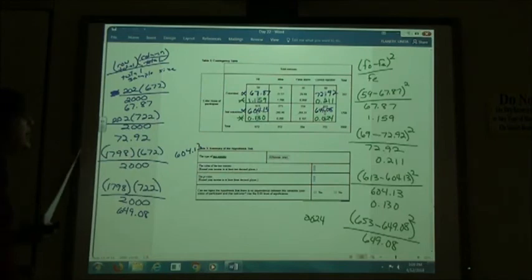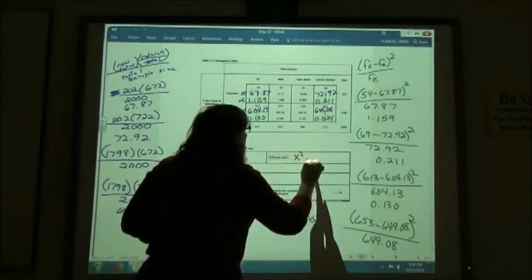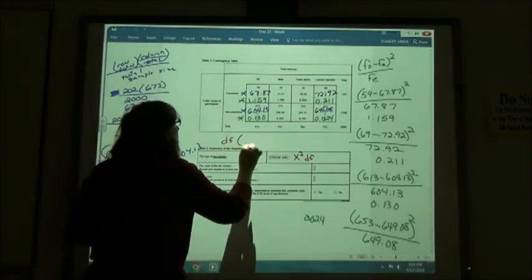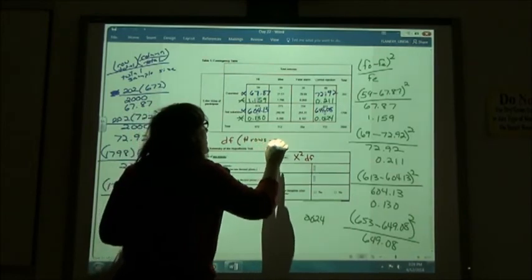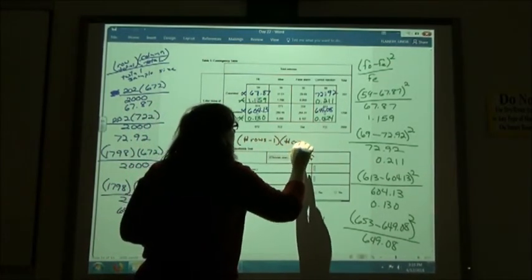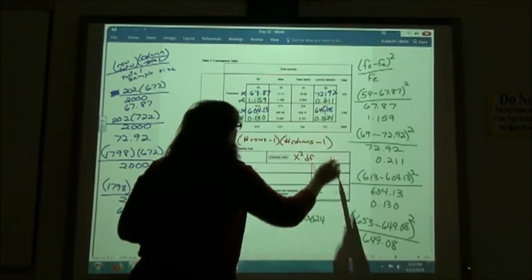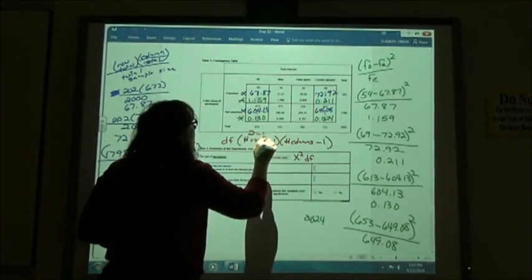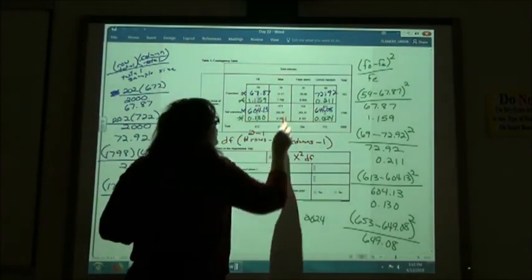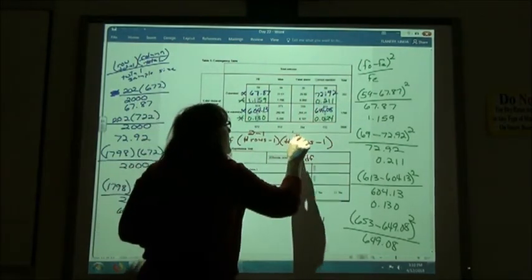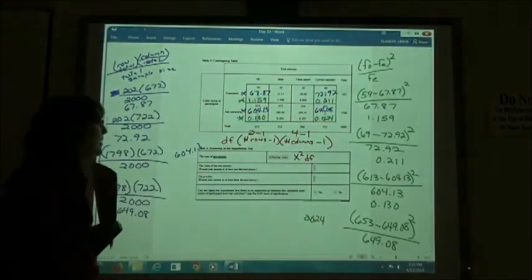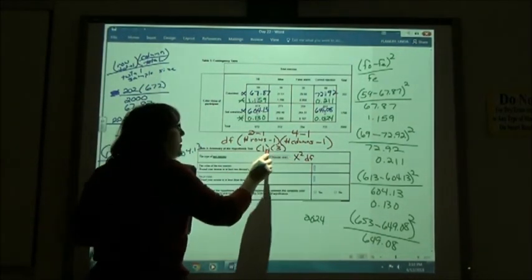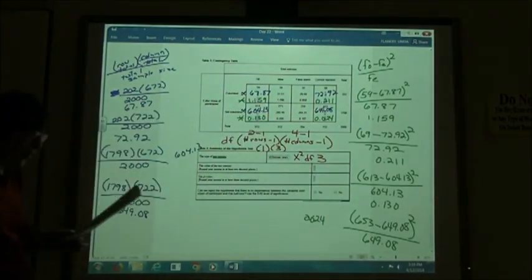Second table. Type of test statistic, we now know it's chi-squared. Our degrees of freedom: the number of rows minus 1 times the number of columns minus 1. We have 2 rows, so 2 minus 1. We have 1, 2, 3, 4 columns, so 4 minus 1. 2 minus 1 is 1, 4 minus 1 is 3, and 1 times 3 gives me 3 degrees of freedom.